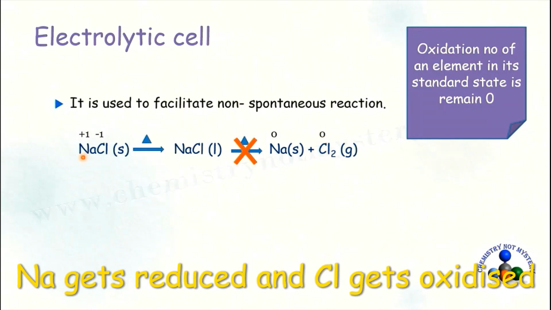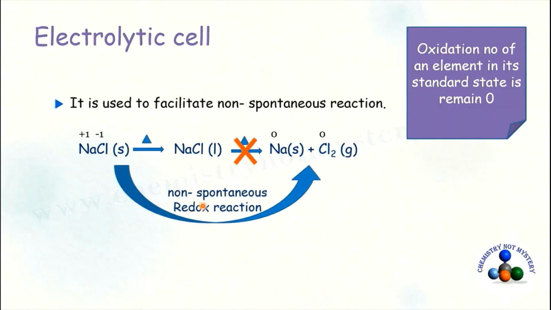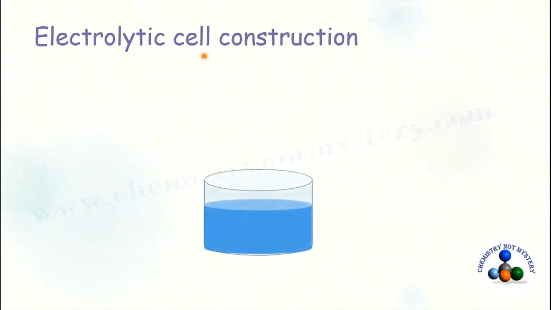So when you convert NaCl into Na and Cl2, sodium gets reduced while chlorine gets oxidized. As this conversion doesn't take place under normal condition, it is a non-spontaneous redox reaction. Again, we will require electricity for this conversion and the process is called electrolysis, which can be done by using electrolytic cell. So let's see how we construct electrolytic cell.